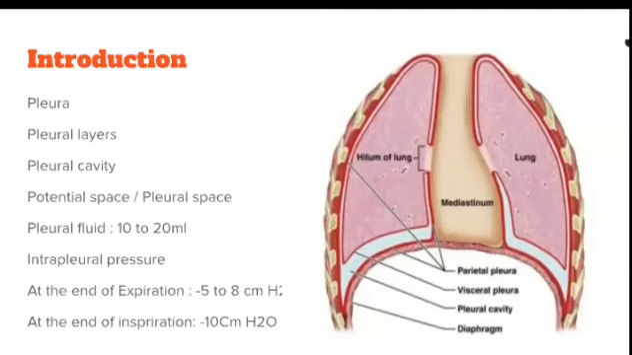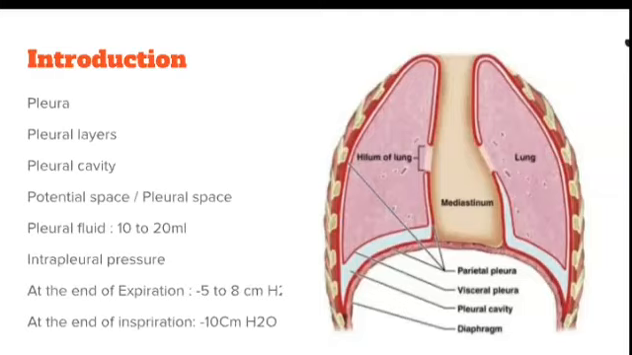There are two pleural layers. From this picture you can see the visceral layer, that is visceral pleura, which covers the outer part of the lungs, and the parietal pleura, which covers the inner lining of the mediastinum. There is a cavity between these two pleura, the parietal pleura and the visceral pleura, which is called the pleural cavity.